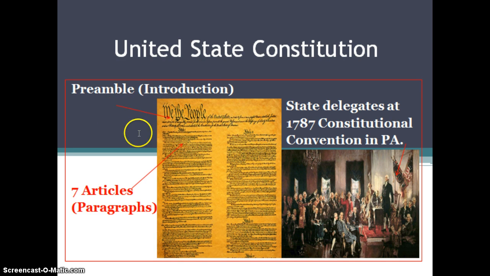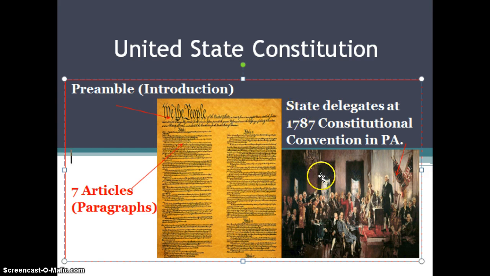That is the preamble, and then followed down here by 7 articles, listed Article 1, and then it goes further, 2, 3, 4, 5, 6, 7. So we'll talk about each of the articles. You can think of them as paragraphs, if you will. We'll talk about each article and what it includes and how it sets up the United States government.